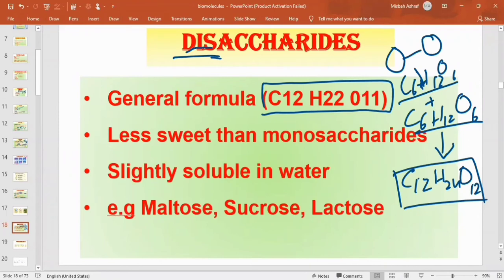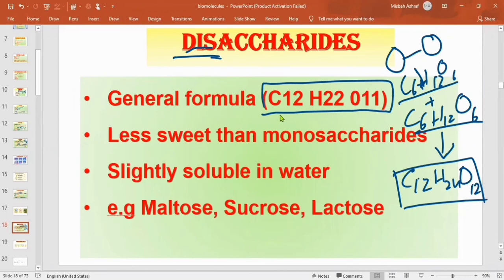Means they have added up the two molecules and they form a new molecule. No, they are almost there. I am saying that if two glucose molecules are combining together and one glucose molecule has formula C6H12O6, and the other is also C6H12O6, then when we combine these together, we get C12H22O12. That is what should come, because these two are combining.